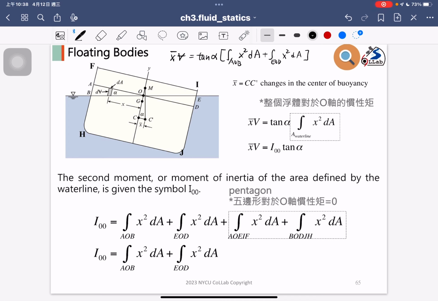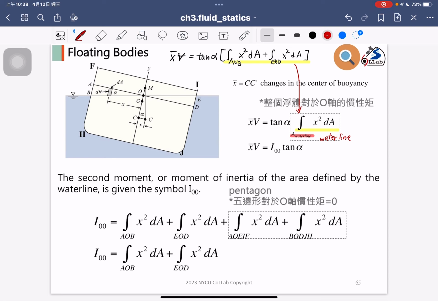Okay, and right now I exchange this portion to be the second moment related to the waterline. You see a different integration region here: I replace the integration region with the waterline. Okay, that's the difference. I would like to replace the second moments of EOD and AOB with the waterline area integration, the second moment. So that's why I can do that.